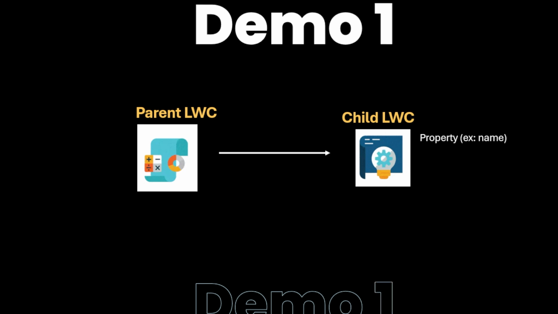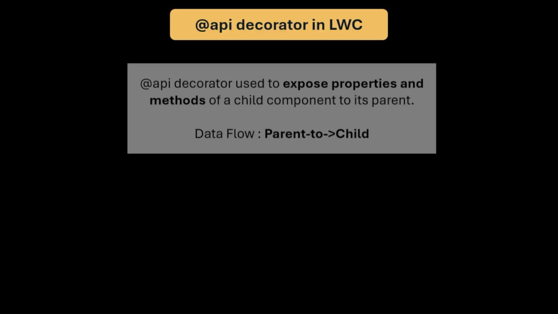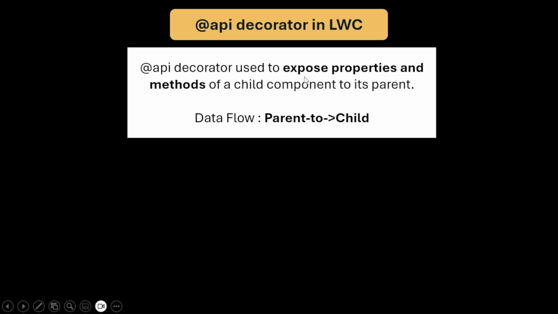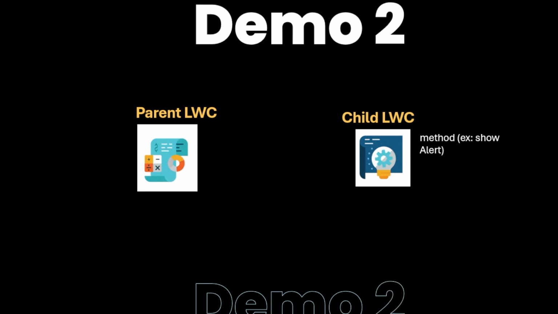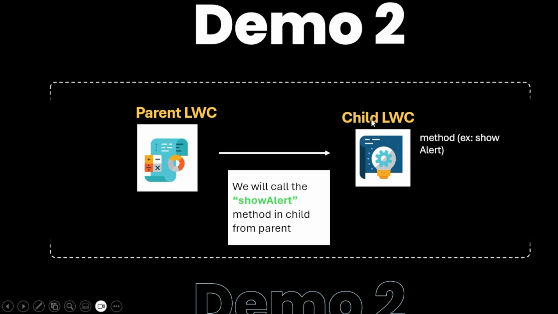In the first demo, on the definition we have seen that it exposes properties as well as methods. The property one we have seen in demo 1, and now we'll see the method one. So in demo 2 again we have a child component, and in this child component we'll have one method, which will be show alert, right? And we are going to call this method, which is in the child component, from the parent LWC component. We will call the show alert method in the child component from parent. So let's see how we can achieve this one.